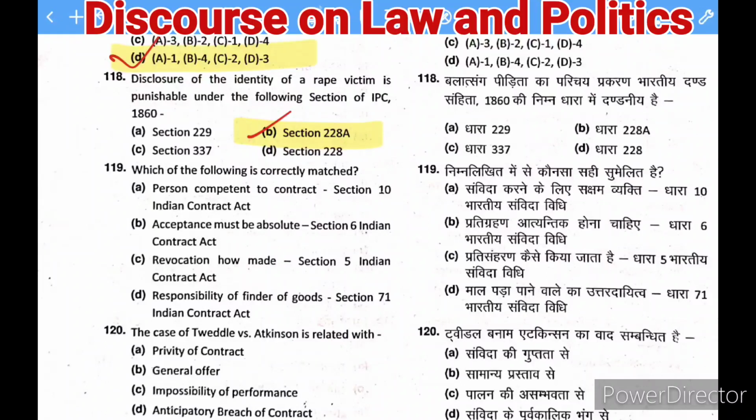Which of the following is correctly matched? So we have to see which is correctly matched here. You can find that the Indian Contract Act has been discussed, and then the provisions of the Indian Contract sections have been discussed here. So just go to this, and you find that this option which is given here, responsibility of finder of the goods, is the only one correctly matched. Rest of them are not correctly matched here.